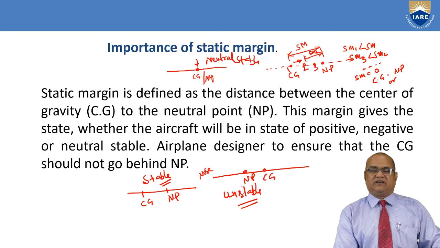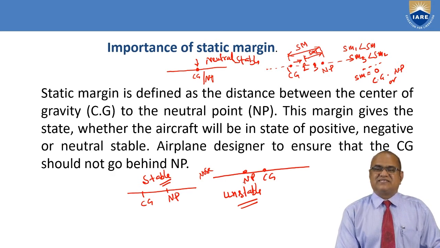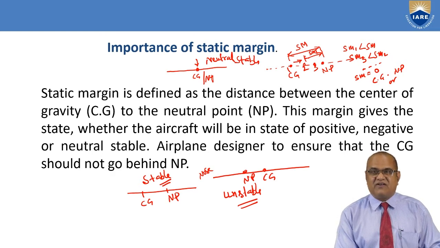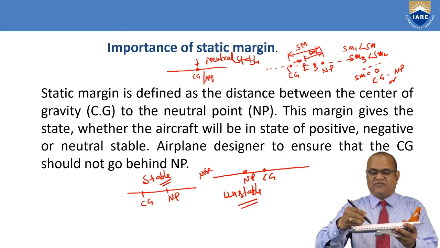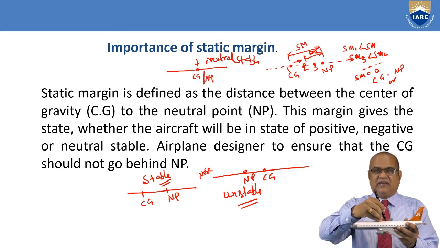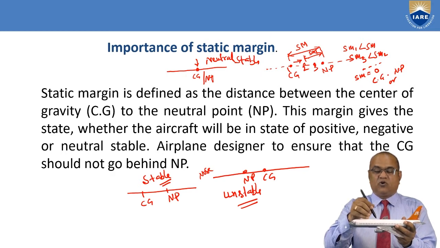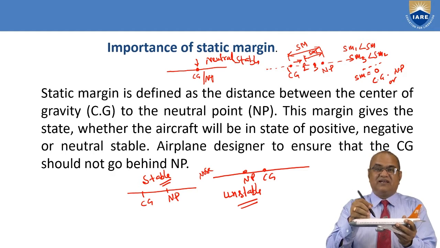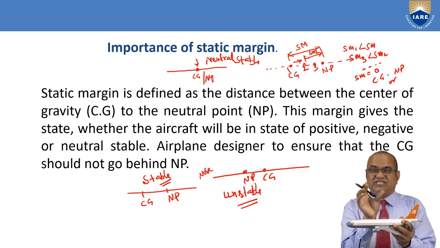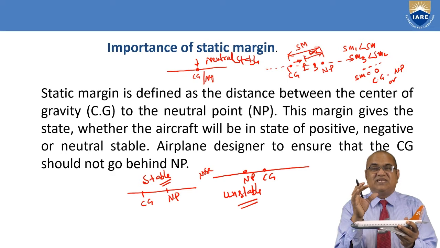Okay, so this is very important: the points of CG and NP are both very important, and where they are located. If you want to make a stable aircraft, CG should be ahead. Let me explain the meaning of CG. You can see here, this is the CG point and this is the NP point. If this CG goes ahead, your static margin will increase and your stability also increases. But if the CG is moving backward towards the neutral point, then the static margin is reducing and the stability margin is also reducing.